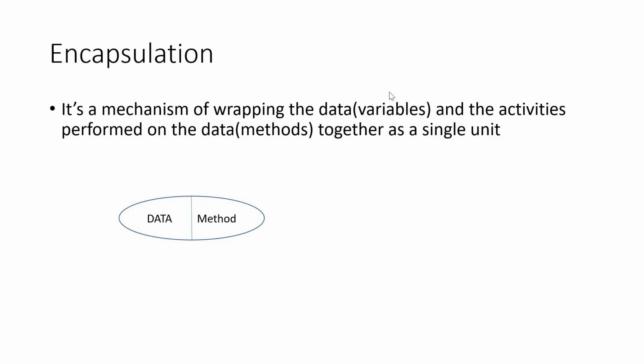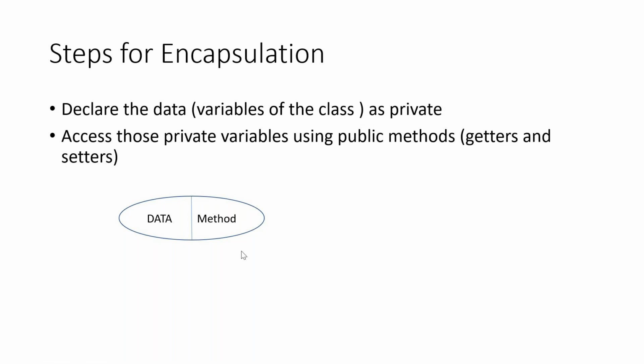Similarly, these two things together form a unit. Data is there, and there are some methods there. This formation is called encapsulation. So what is encapsulation? Declare the data, and data, at the end of the day, is a variable only. Declare a variable as private, and access those private variables using public methods. This is the correct and good practice we follow in the regular development cycle.